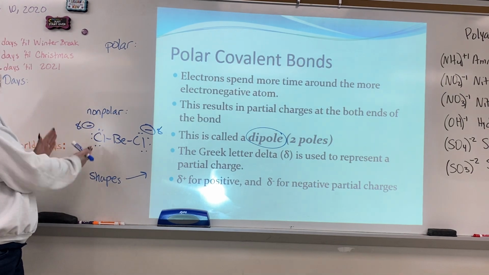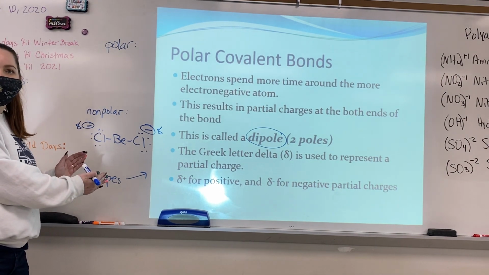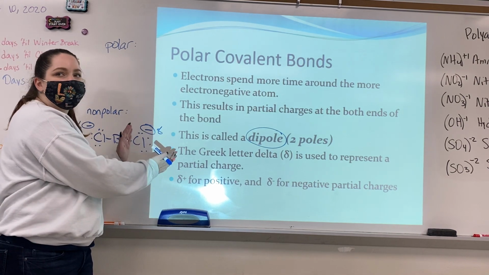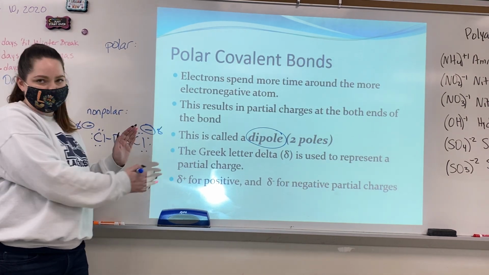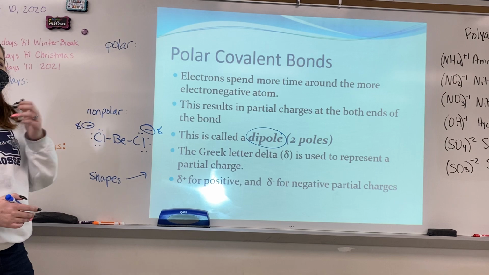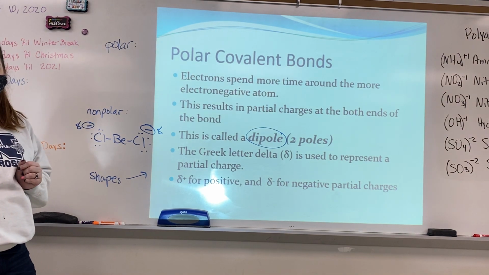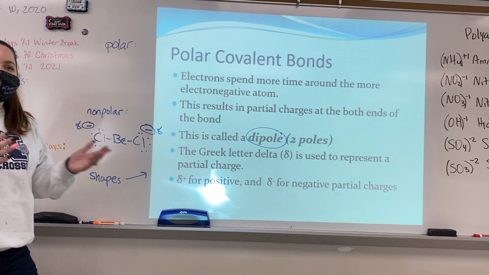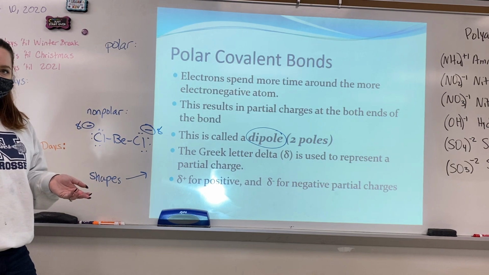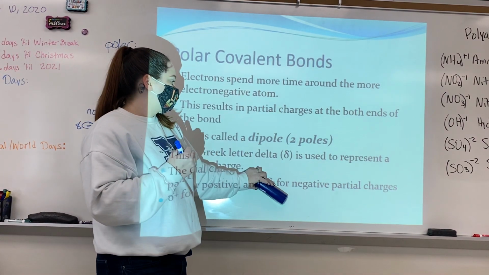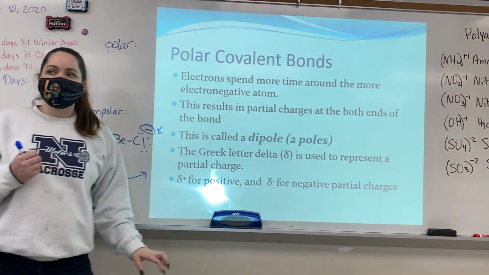So it's just the end of the compound. So this end of the compound is negative, so it's a negative dipole. This end of the compound is also negative, so it's also a negative dipole. You can either have a negative dipole or a positive dipole. It's just the end of your compound. That's all it is. Okay? So that's what dipole is.